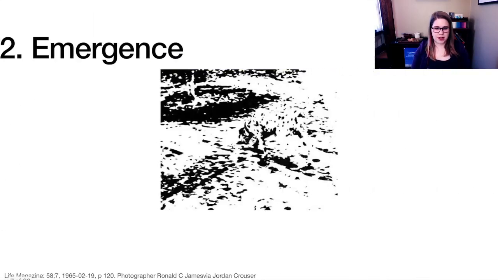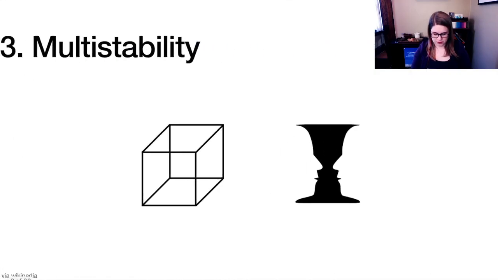There's also this idea of emergence. So if you look at this image, you probably will begin to be able to see something in the image, even though it's pretty abstract looking at the beginning. So the image that I see is a dog, a Dalmatian, sniffing around on the ground.